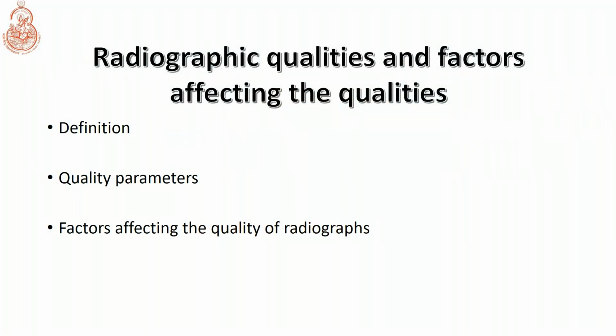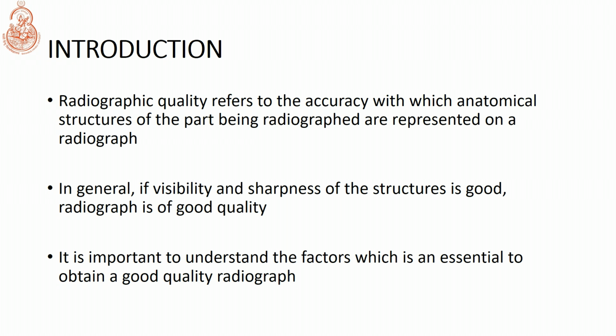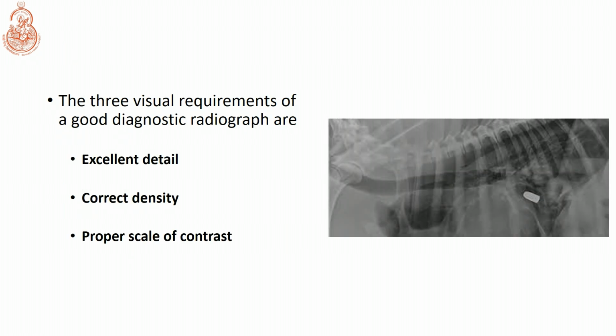We will be learning about the definitions, the different parameters that define the quality of the radiographs, and the factors affecting the quality of radiographs. Starting with the introduction, radiographic quality refers to the accuracy with which anatomical structures of the part being radiographed are represented on a radiograph. In general, if visibility and sharpness of the structures is good, the radiograph is defined to be of good quality. It is important to understand the factors which are essential to obtain a good quality radiograph.